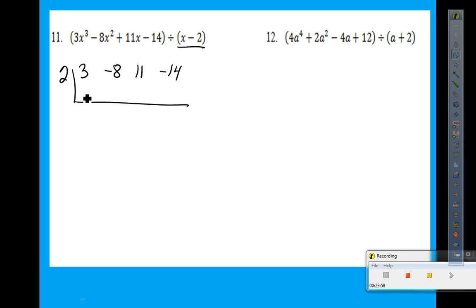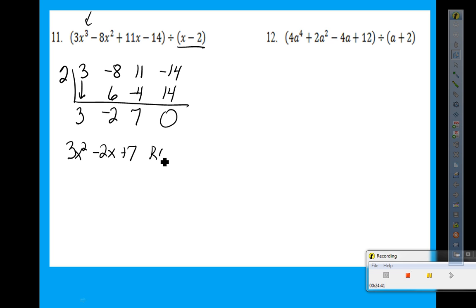If you're ahead of me, that's great. Drop your 3, and then go 2 times 3 is 6. Add those numbers together and get negative 2. 2 times negative 2 is negative 4. Add those together and get a 7. 2 times 7 is 14. Add those together and get a 0. So once again, I started with a 3rd, so come down 1, squared. So I've got 3x squared minus 2x plus 7, remainder of 0.